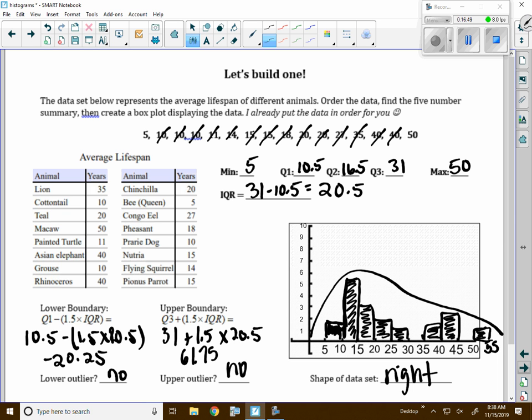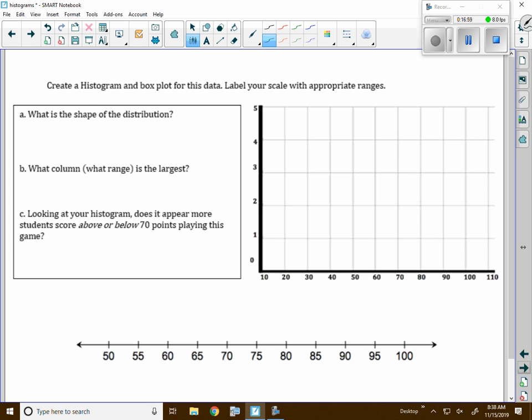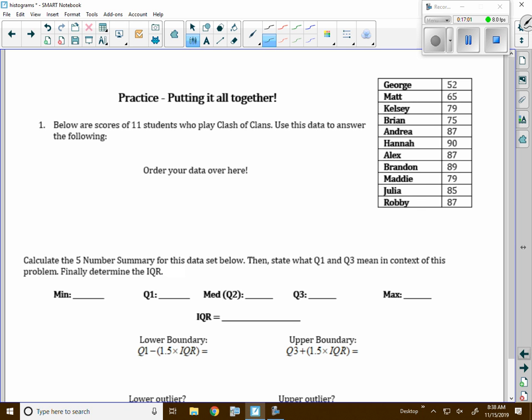We okay on that? You okay on histograms? Yeah. Okay, I want you to go ahead and tackle these next two questions by yourself. Okay, these are practice. I'm going to go over them before we leave today. Okay?